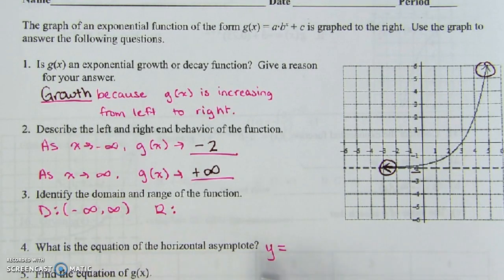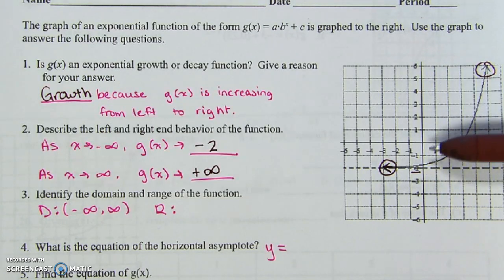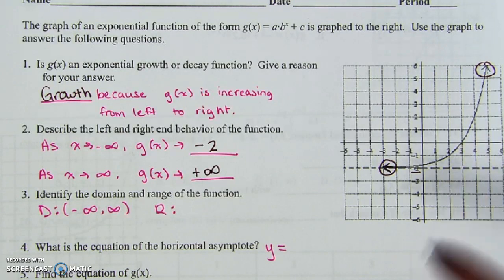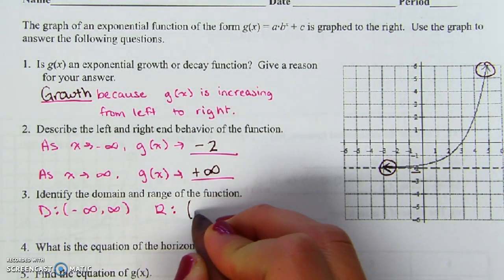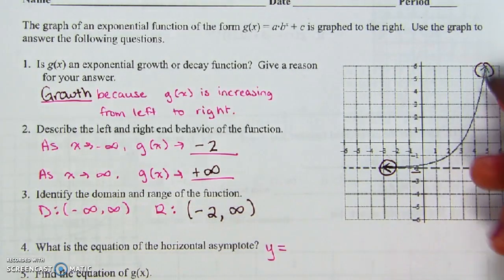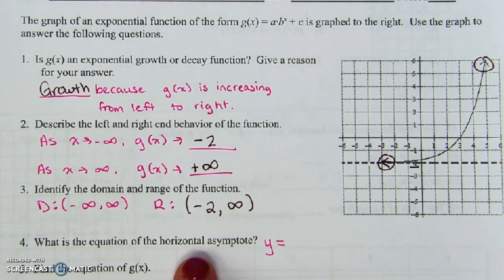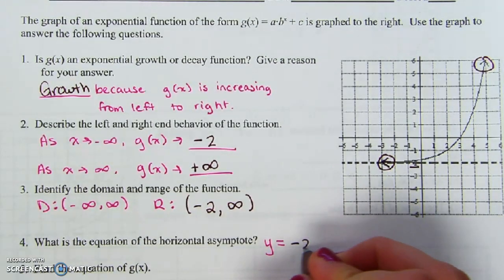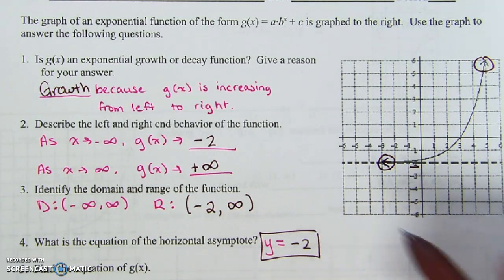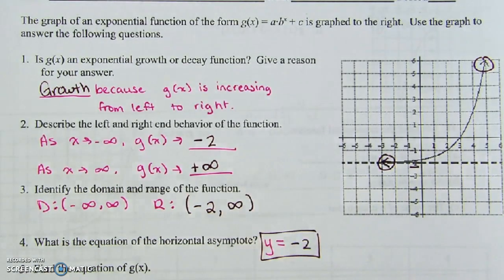Now the range is either from the horizontal asymptote up or the horizontal asymptote down. Since our graph is above the horizontal asymptote, the range starts at the horizontal asymptote and goes up to positive infinity. That's our range. What is the equation of the horizontal asymptote? It's -2. Do you see how that horizontal asymptote is important here, here, and here?